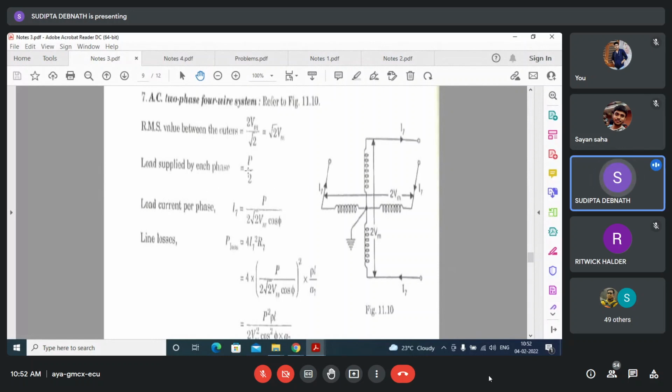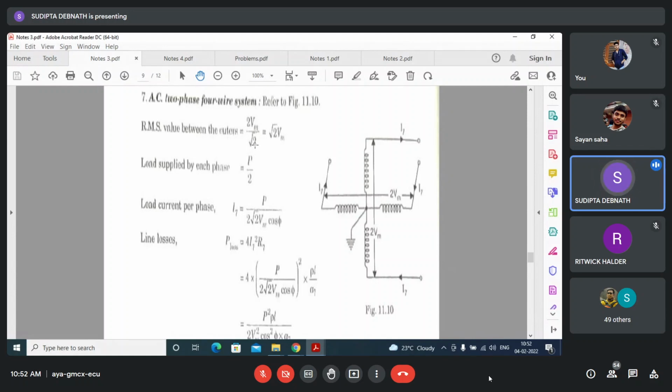And the load supplied by each phase is P by 2. Okay, so what is P by 2? P by 2 is twice Vm by √2 I cos phi. Understood? You can write it this way.